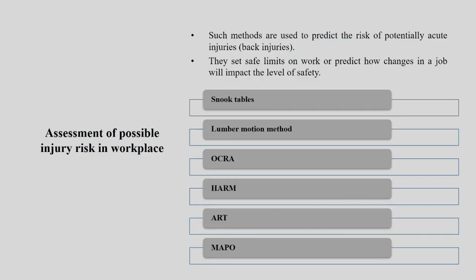NIOSH lifting equation we already studied. There we had a lot of calculation, but from Snook's table we have a pre-computed table, and then we can have some idea or guideline, if there is a load handling, of what the possible load should be that is given to the worker. Then we will be talking about the lumbar motion method.